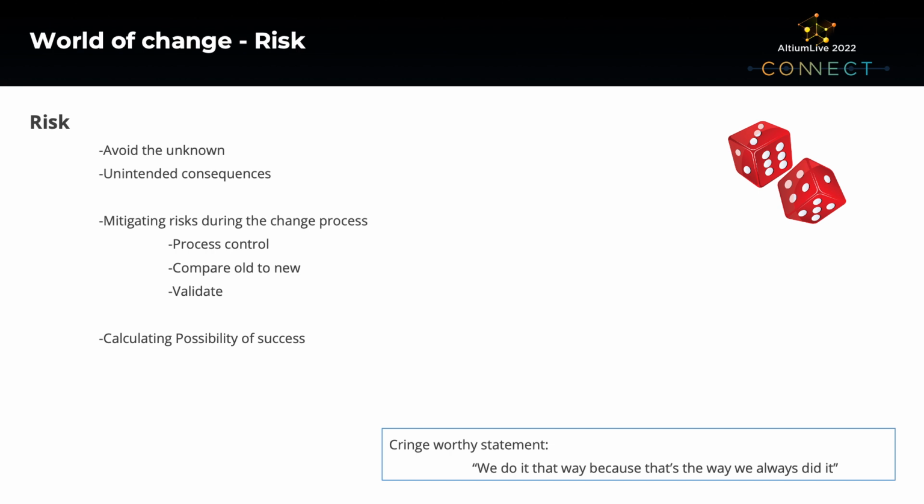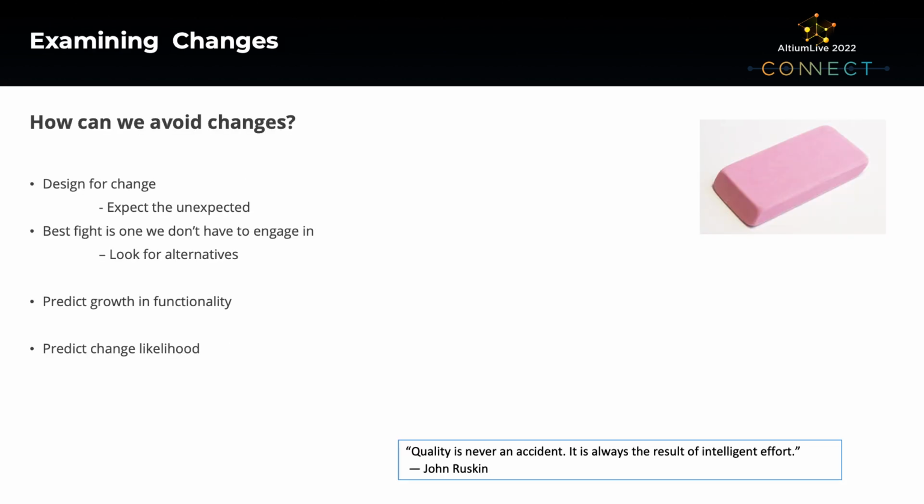So now, the best change is one we don't have to make. Like the best fight is the one we don't have to engage in. We want to look for alternatives, right? So, we want to design for change. When we do a design, we don't want to block the ability to modify that design with our future efforts. So we want to predict growth and functionality and predict the change likelihood when we do the initial design. That's going to help us make a more logical choice in the changes and make it more possible to do that.